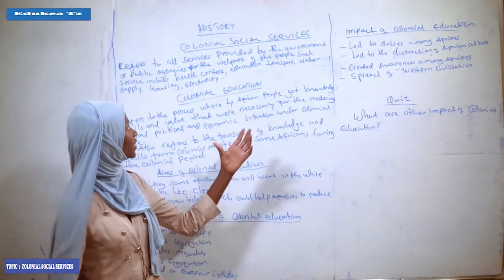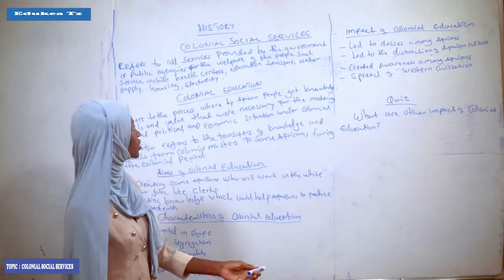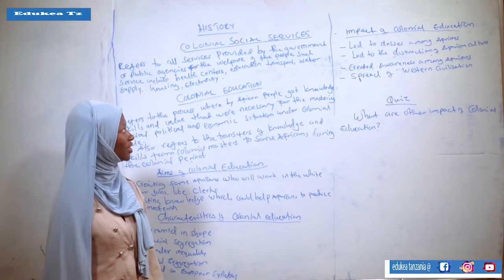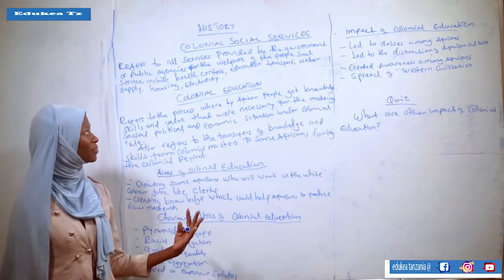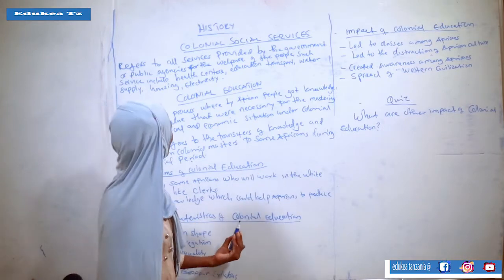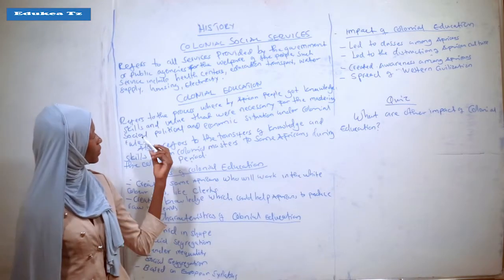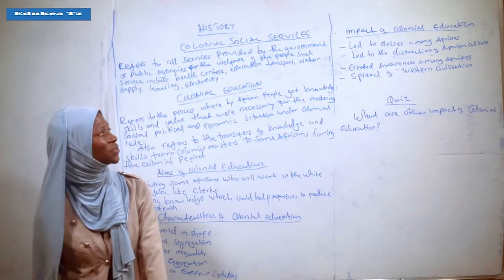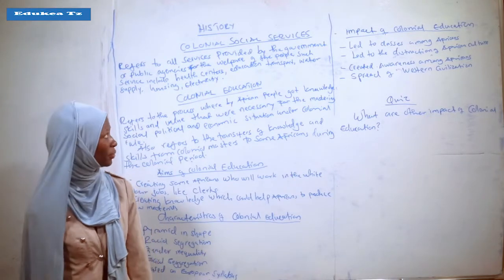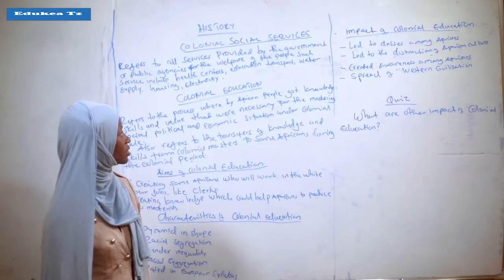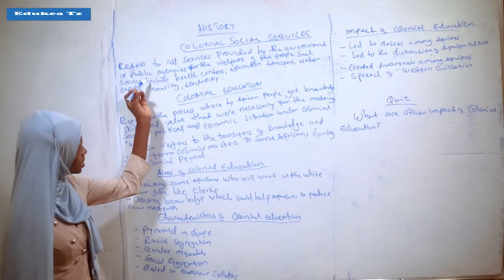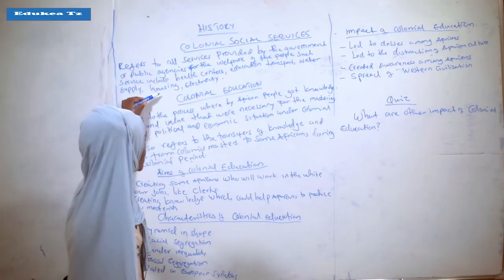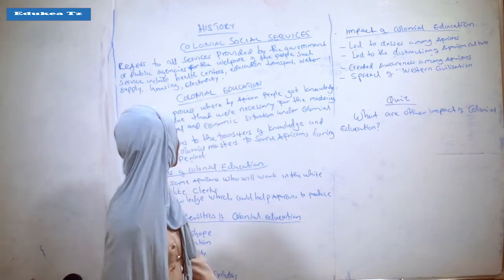Our topic today is history. Our topic today is colonial social service. After they built up the colonial economy, the next thing that they did was provide colonial social services. That is, during colonialism they also had colonial social services. Here it refers to all services provided by the government or public agencies for the welfare of people.